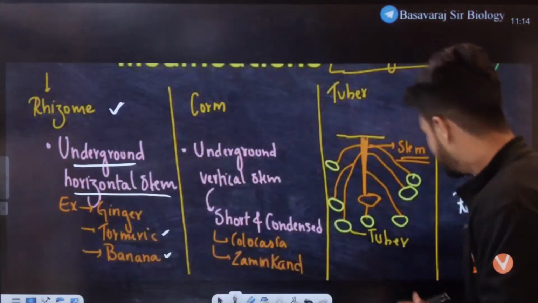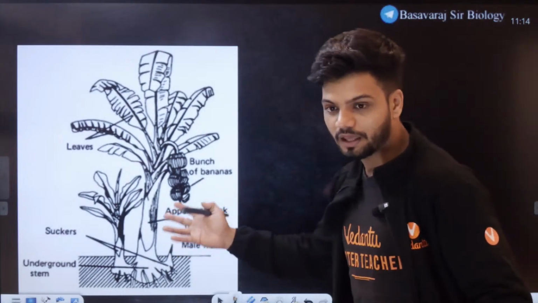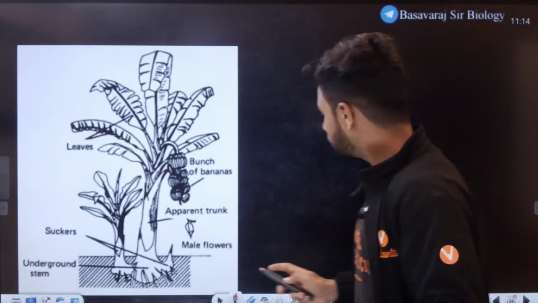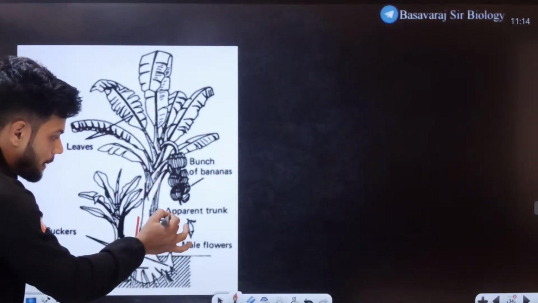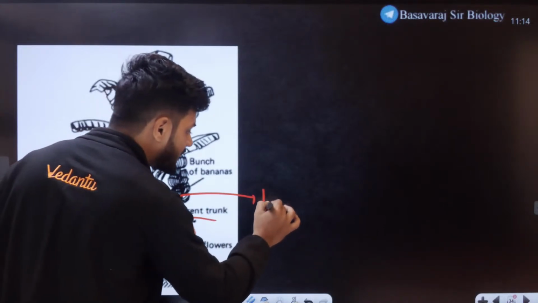Let me explain why. If you see your entire banana plant, what do you see here, students? What do you see here? This one. This is the apparent trunk. This trunk right here is called the fake trunk.